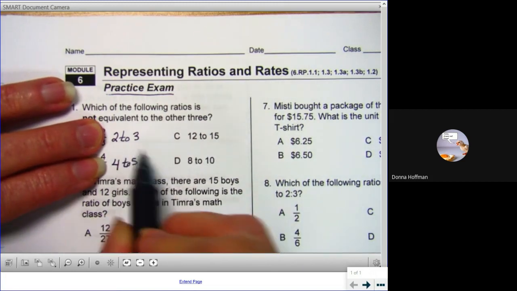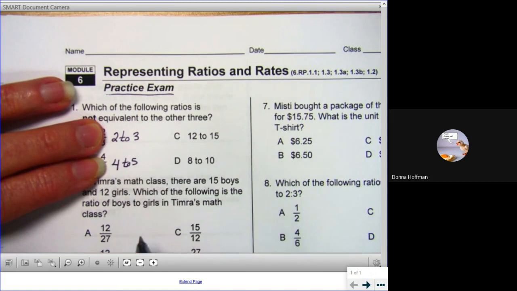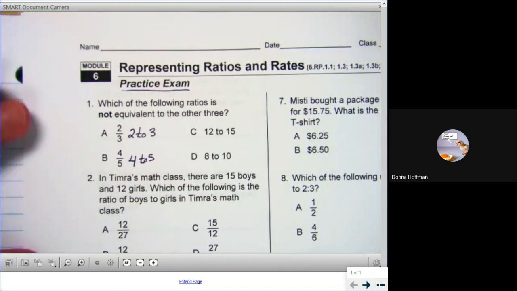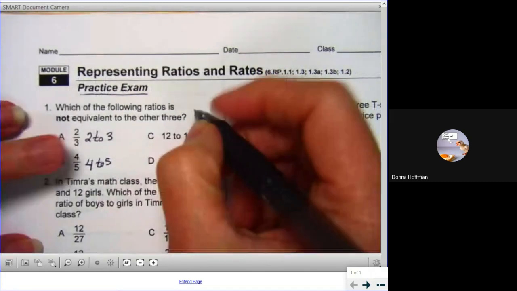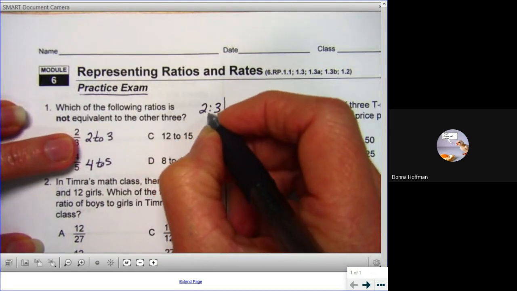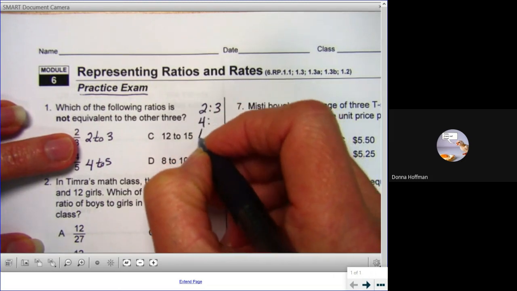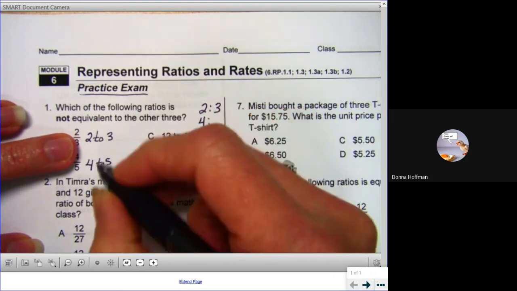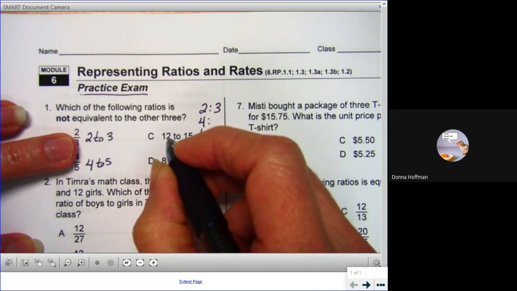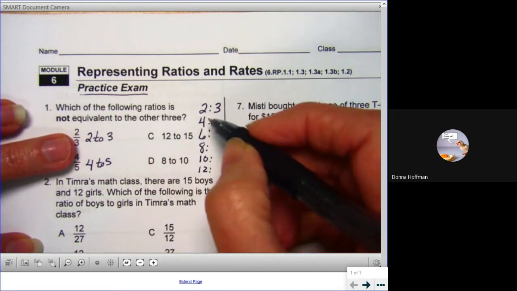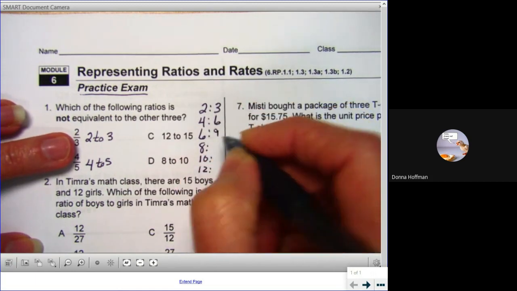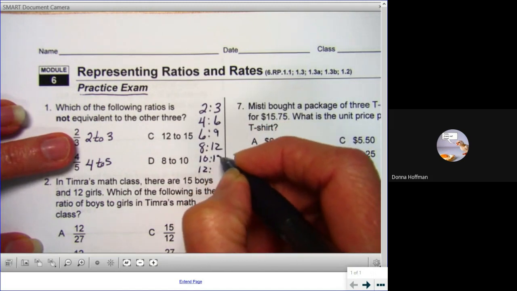To find out whether they are equivalent to each other or not, you've got to figure out, if I skip count, am I going to hit these numbers? So along the side, you're going to write 2 to 3, and then you're going to skip count. If I skip count 2, 4, 6, 8, 10, 12, I don't need to go bigger than 12 because my first unit is no bigger than 12. 2, 4, 6, 8, 10, 12. 3, 6, 9, 12, 15, 18.